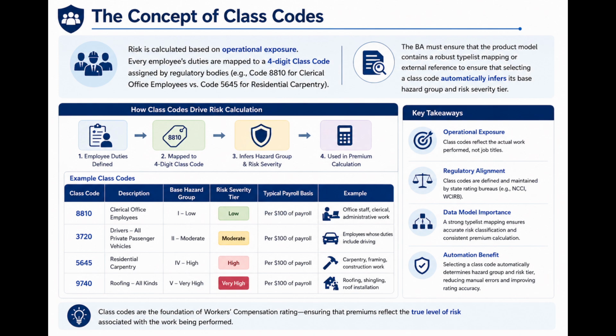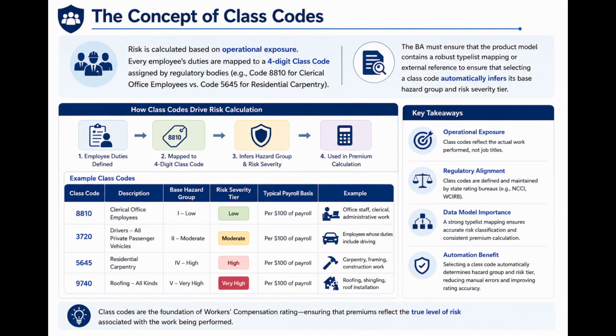Assigning these codes precisely prevents the misclassification of risk, ensuring that a low-risk office is not rated on the same scale as a high-risk manual labor environment. Within Guidewire PolicyCenter, a business analyst is responsible for determining how these class codes are stored and retrieved. The product model must be configured with a robust framework, which typically manifests as an internal system table, a type list mapping, or an integration with an external regulatory database.